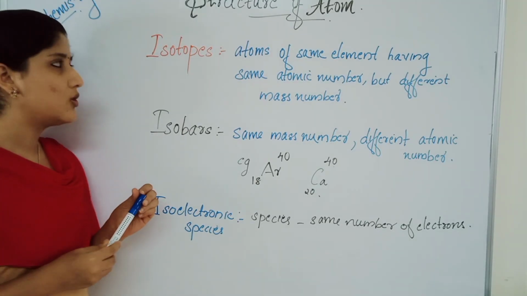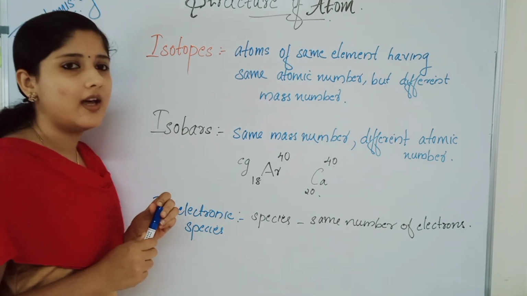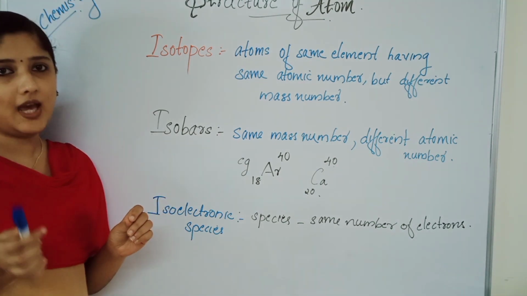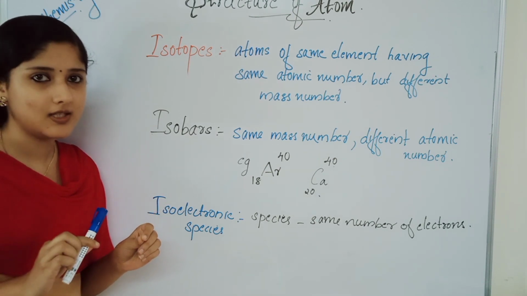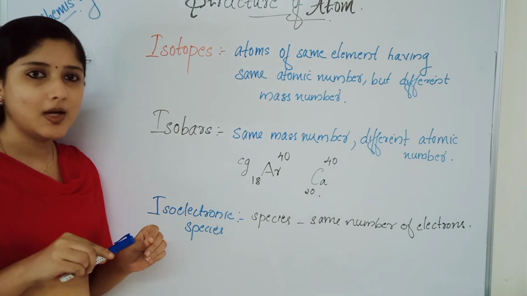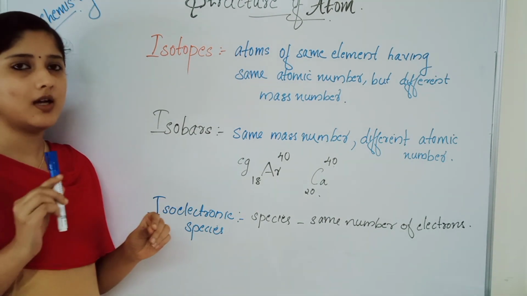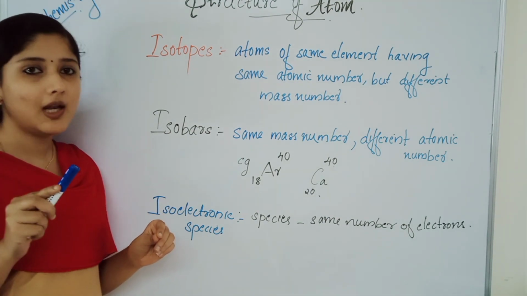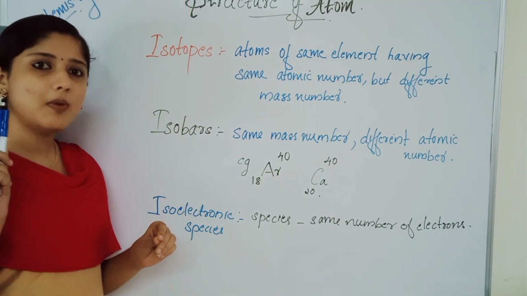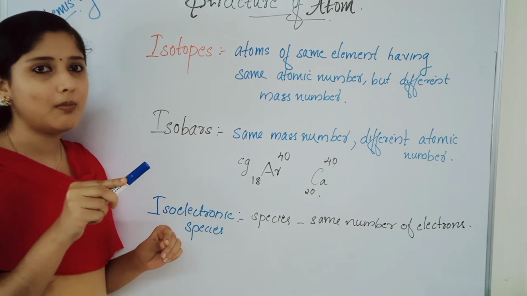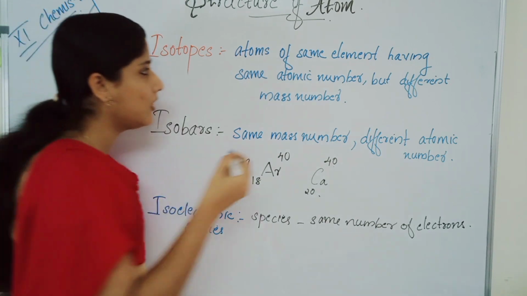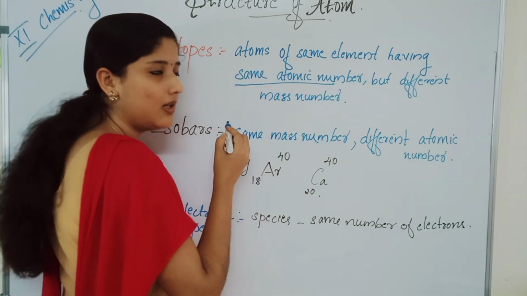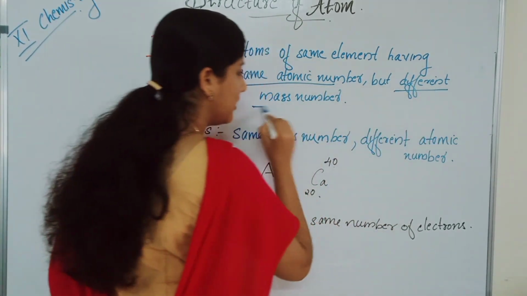First, isotopes. What are isotopes? They are atoms of the same element having the same atomic number but different mass number. Listen, same atomic number and different mass number. Atoms of the same element having the same atomic number and different mass number are called isotopes.